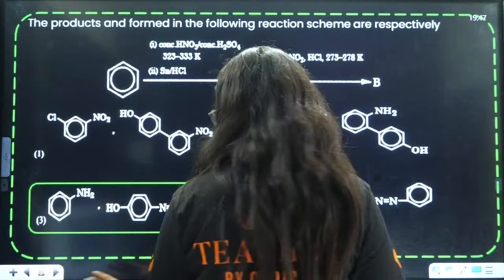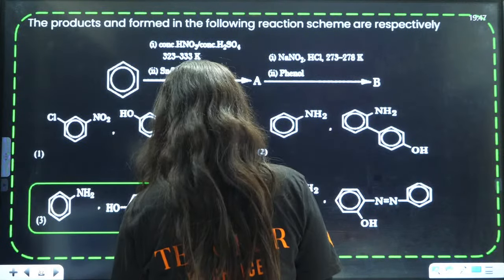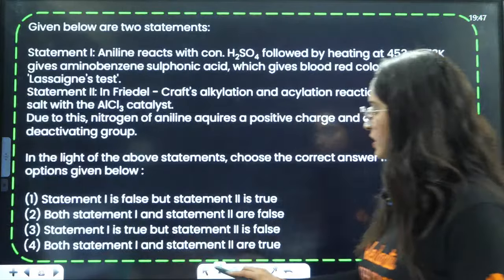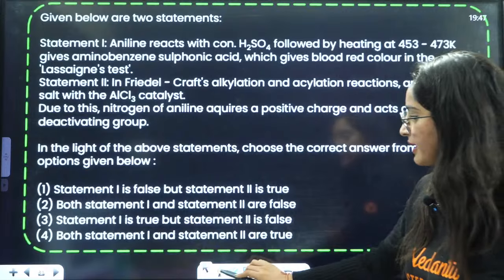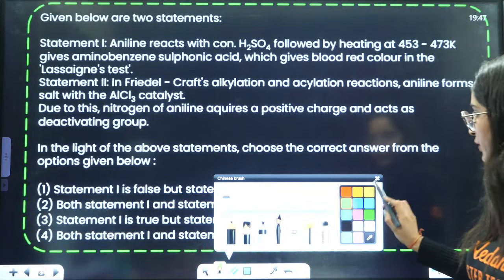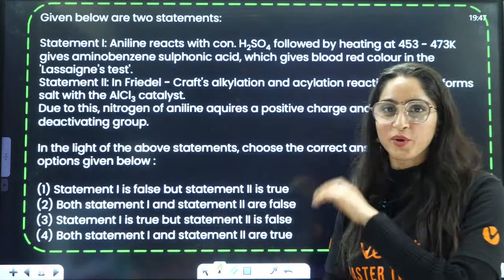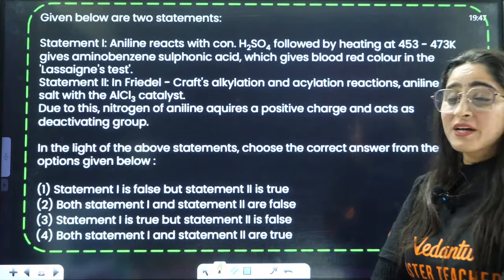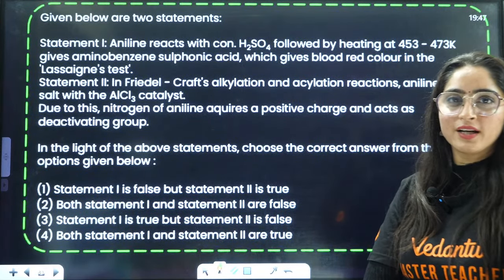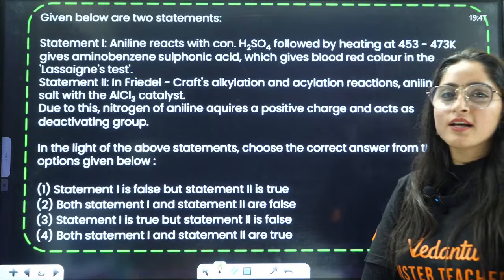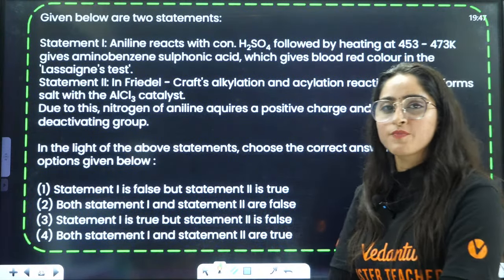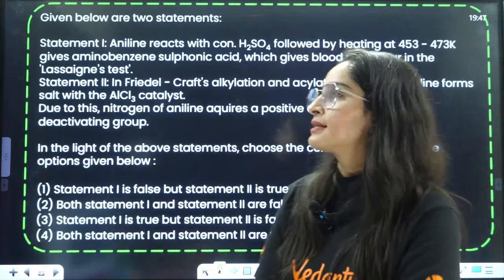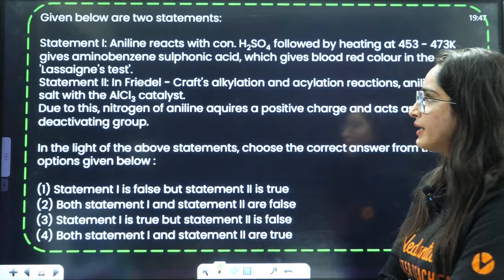Next question is, given below are 2 statements, right? This I have told you, today only we did, like today all the questions we did today only, right? So I especially mentioned that Lassaigne's test, though I know that is in practical chemistry, I'll teach you that, right? But still I'll give you one hint here.